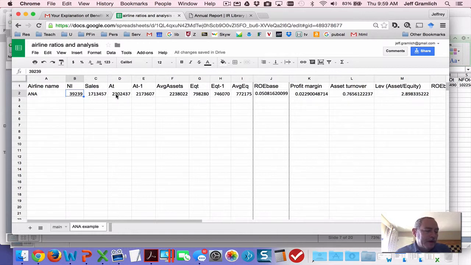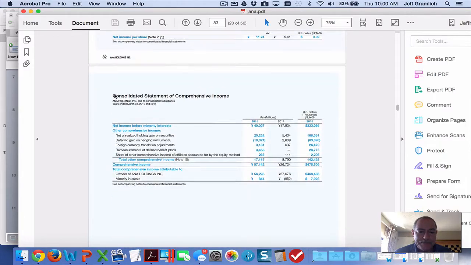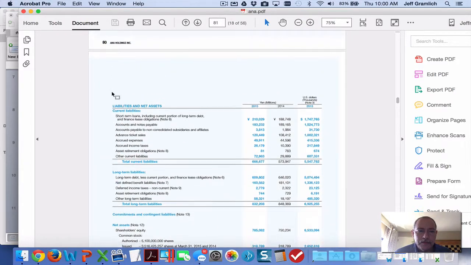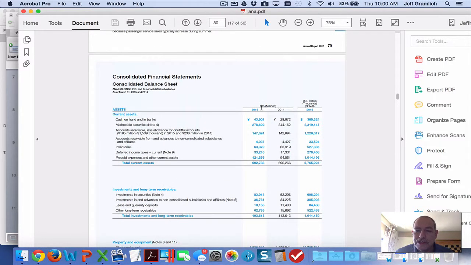Now recall that when we do anything off of the balance sheet, and we walked through in class on Tuesday why, we should have an average. So let's look at assets, 2,302,000. Well, that's going to be off the balance sheet. Oops, wrong direction. That's the liabilities and total assets, 2,302,437. Notice that 2,173,607 is the prior year, and you can see that up here.